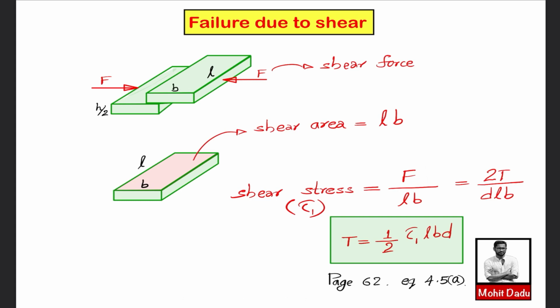So here I am writing the expression for the torque transmitted, and this equation you can find in page 62 of your data book, which is equation 4.58. So this is the failure due to shear and its corresponding equation. Now we will be seeing the next.